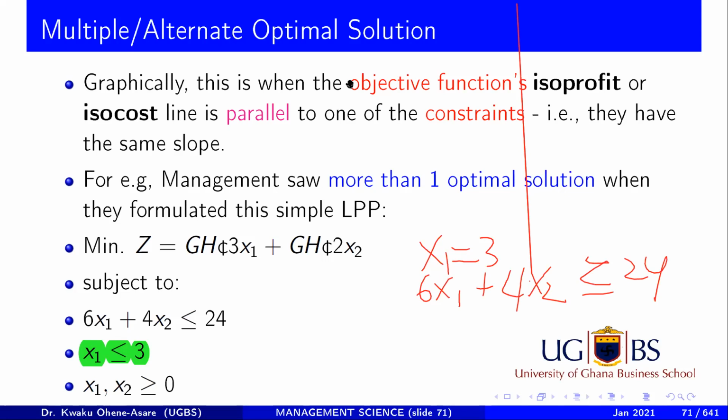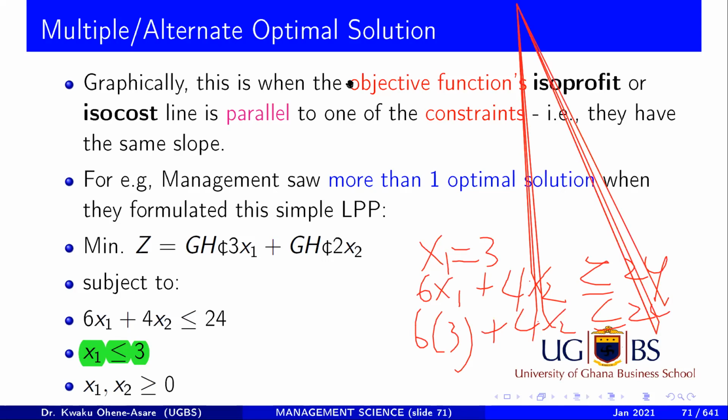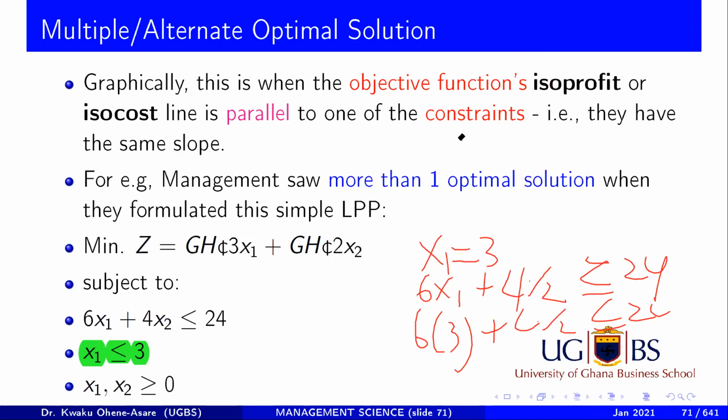So that means you're going to have X1 to be 3. So you have 6 times 3, plus 4X2, less than or equal to 24. And that will be 18. If you take the 18 to the other side, it will be 24 minus 18, which is equal to 6. And so your 4X2 will be equal to 6, and X2 will be equal to 3/2.